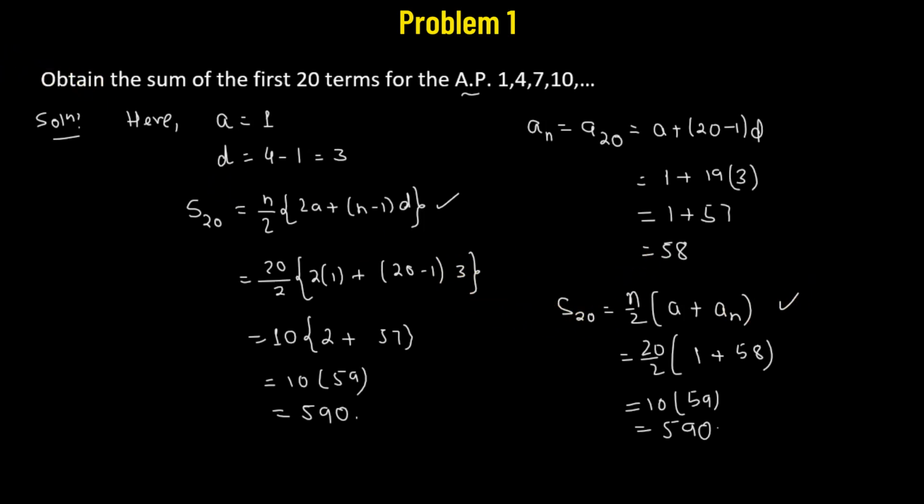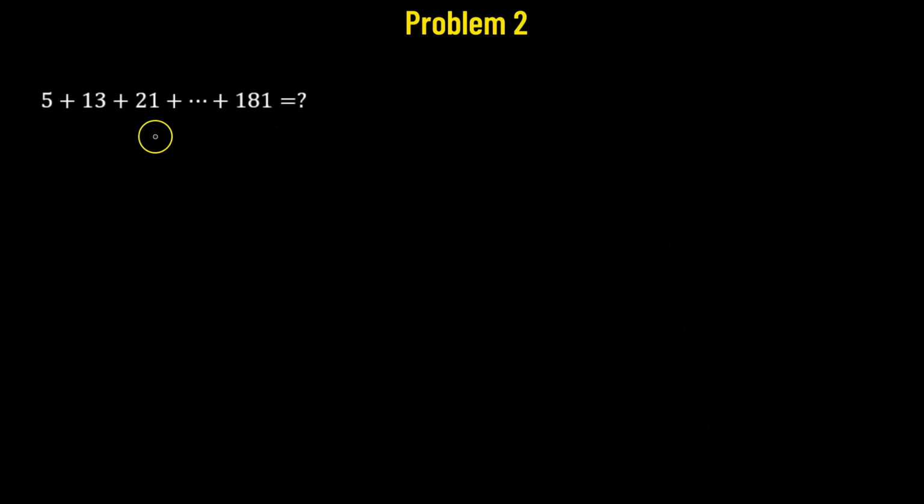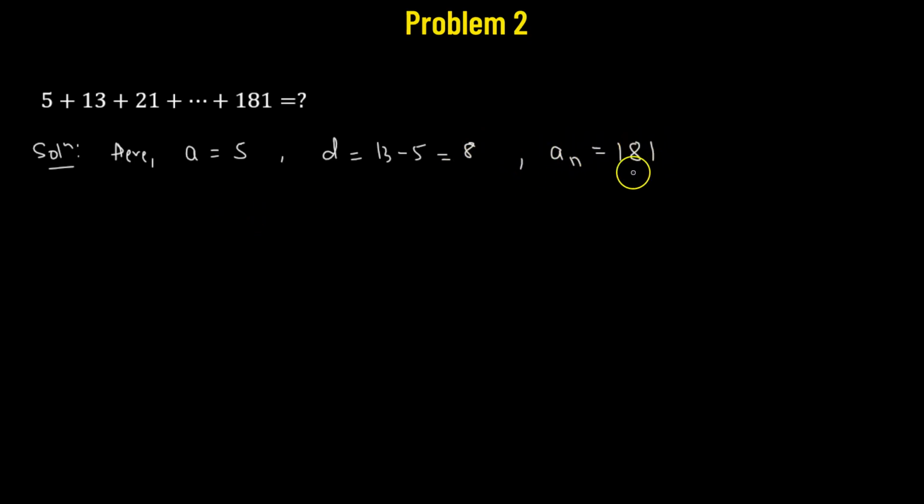Let's do another problem. So here we need to obtain the sum. In this particular problem, we can quickly obtain a few of the values. Here the first term a will be 5. The common difference d will be 13 minus 5, which equals 8. Then we also have our last term an, which equals 181. Using these three pieces of information, we can find the n value.